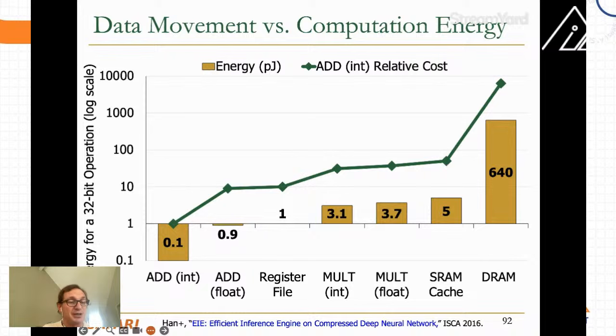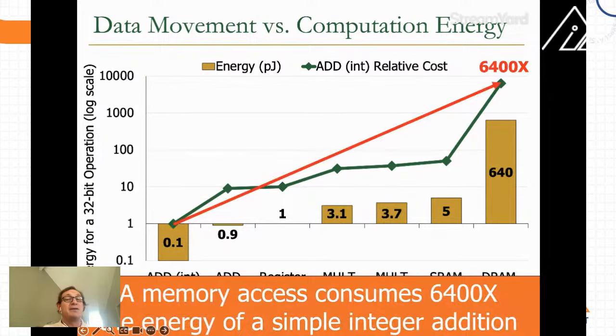If you look at simple arithmetic, like a 32-bit addition, today in neural network inference, people are trying to actually go to binary neural networks, 1-bit arithmetic, 4-bit arithmetic, 8-bit arithmetic. Let's take a look at 32-bit add. A 32-bit add is much less energy than a DRAM access. Basically, there's a 6,400 times disparity between a DRAM access and a 32-bit addition.